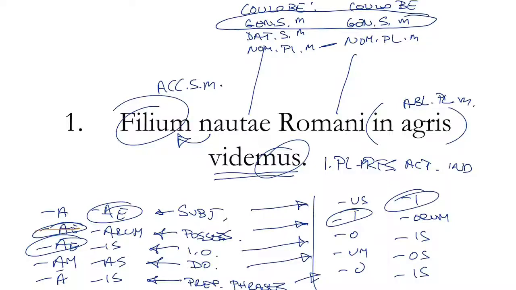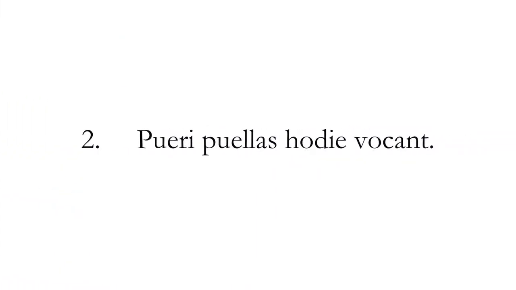Let's go on to number 2. Number 1, read it in Latin. Maybe I should write these down. Read in Latin. Pueri puellas hodie vocant. Great. Number 2, find the verb. Vocant. Oftentimes it's going to be at the end.